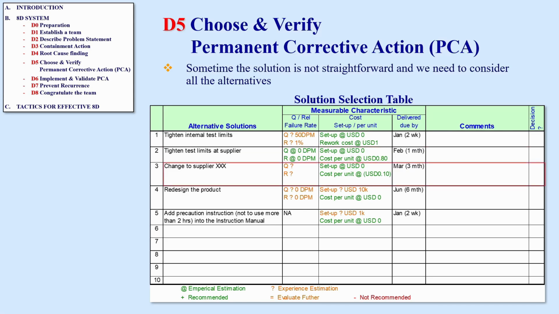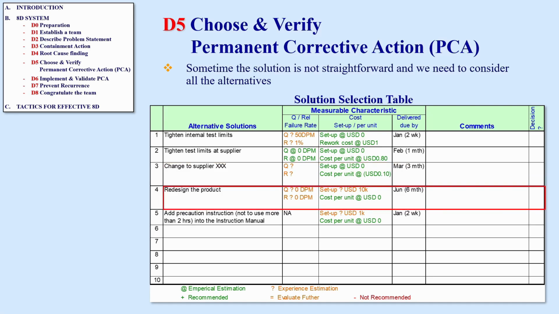The third proposed solution is change to a new supplier, XXX. This is a new supplier, which we never engaged before. We do not have information to estimate the quality and reliability level. This is an off-the-shelf component. Hence, no setup cost is charged by the supplier. The motivation of this proposal is that the price is even cheaper than the current supplier by 10 cents. Due to the new supplier, it might take as long as 3 months to qualify the component and certify the supplier.